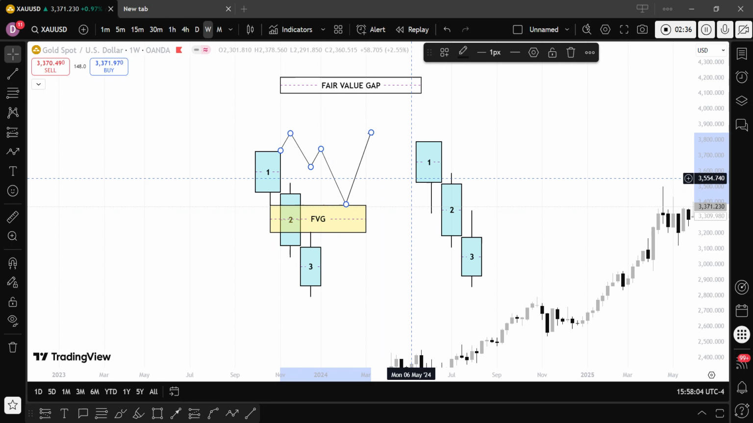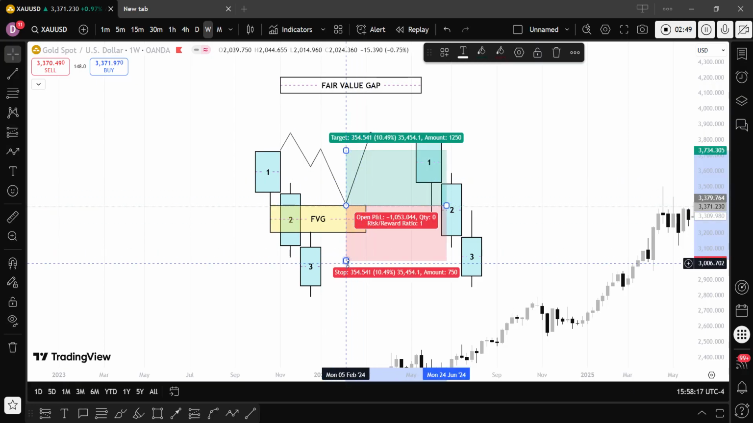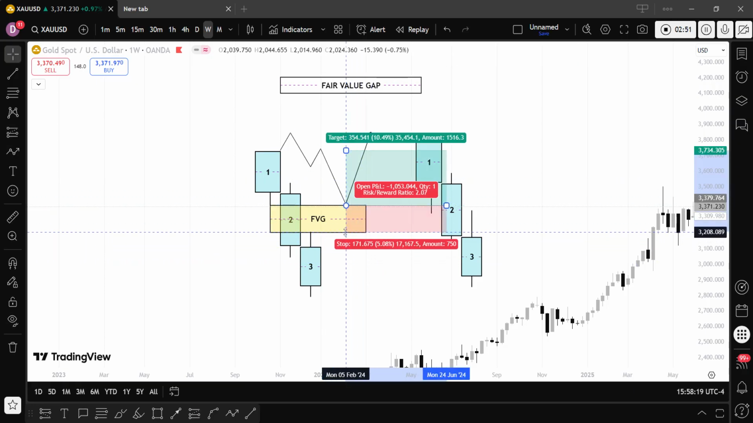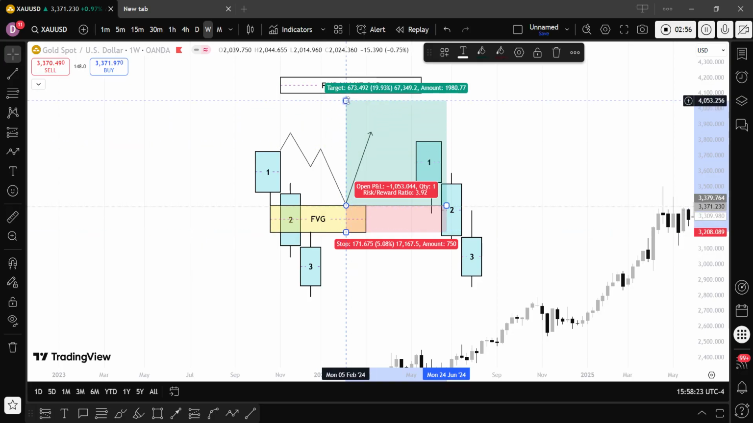And once we mark our fair value gaps, we normally use this fair value gap as our gateway to enter a trade. So let me give you an example. Let's say I want to buy. So I'll put either my entry here or halfway, the middle of the fair value gap. And now I'll place my stop loss below or at the bottom of the fair value gap and target the next draw of liquidity.